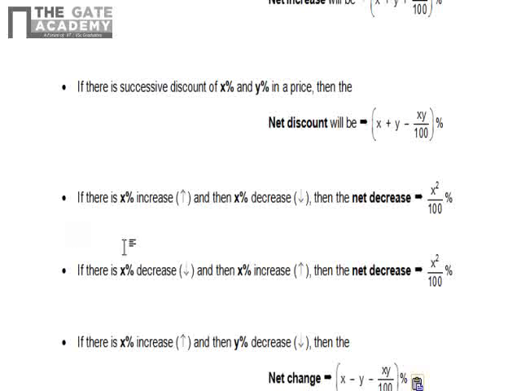Suppose the price of one thing is 100 rupees, and now you want to increase it by 10%, so the price will become 110 rupees. Now you want to decrease it by the same 10%, then 10% of 110 is 11. So if you decrease 110 by 11, you will get 99. That means finally you have decreased the value of that product by 1 rupee. That is 1%, because the initial value was 100 rupees.